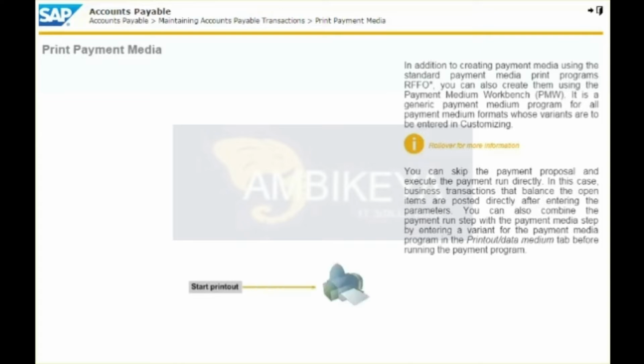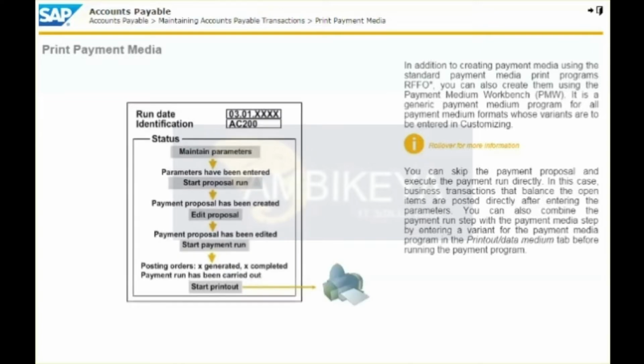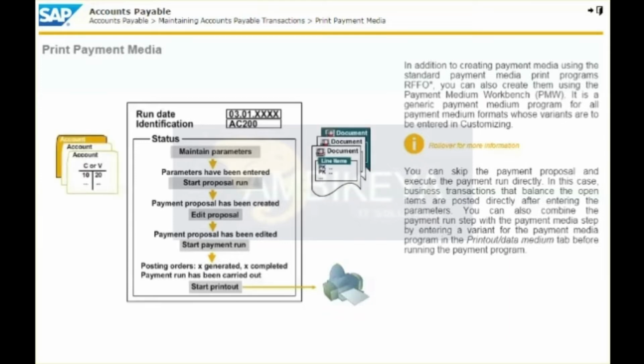Step 5. Print payment media. Payment media are generated in this step. One of the following occurs: payment media such as checks are printed, IDocs are generated for the Electronic Data Interchange or EDI. A data file is created as part of the data medium exchange.